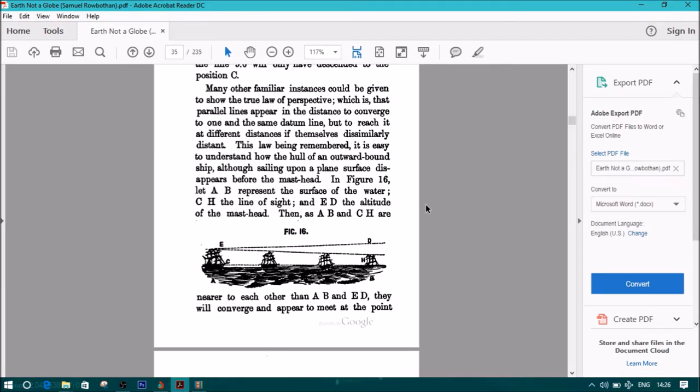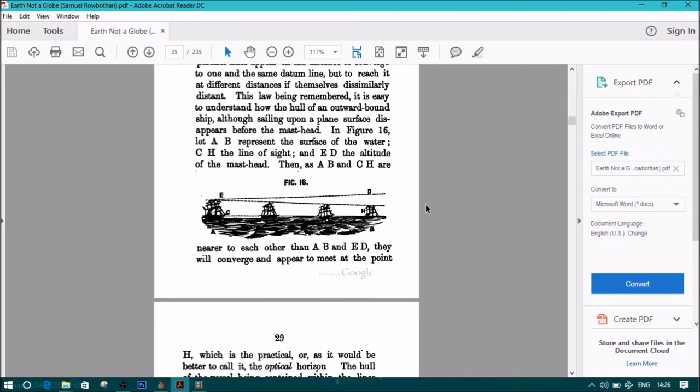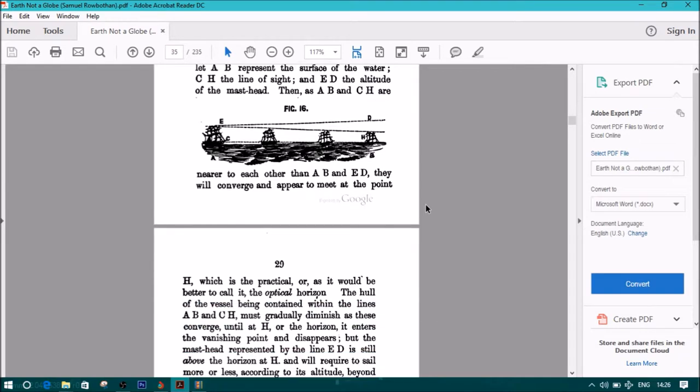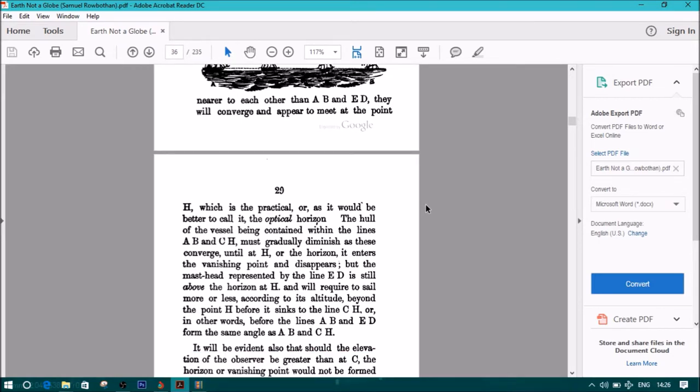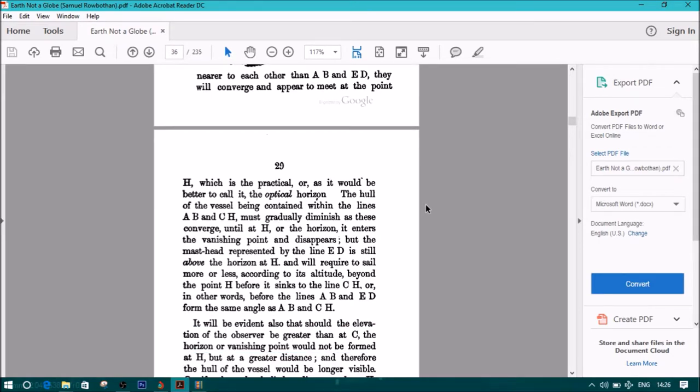Then, as AB and CH are nearer to each other than AB and ED, they will converge and appear to meet at the point H. That's figure 16. H is the practical, or as it would be better to call it, the optical horizon. The hull of the vessel, being contained within the lines of AB and CH, must gradually diminish as these converge until at H, or the horizon, it enters the vanishing point and disappears.